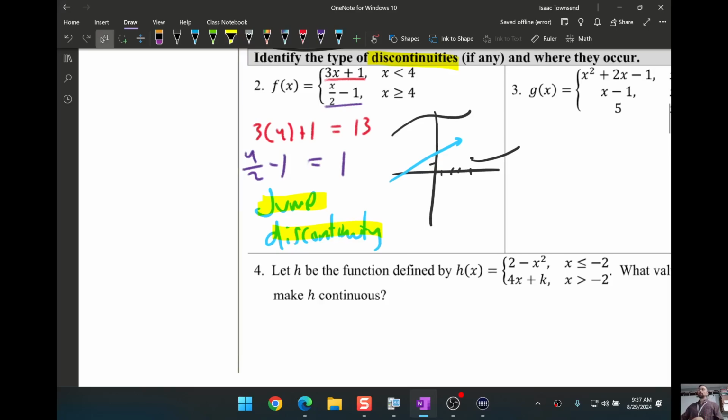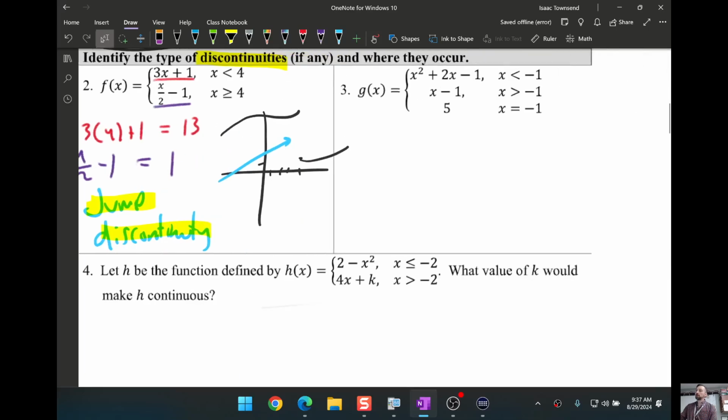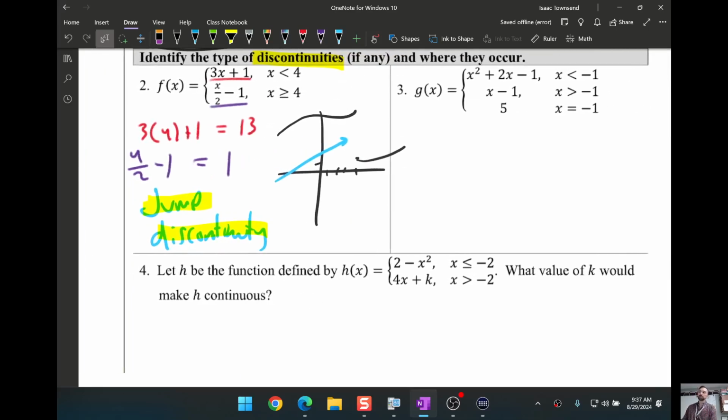Wait, so that would be the justification too? We're not justifying on this question. Oh. It doesn't say you have to justify. We're just trying to identify the type of discontinuity.